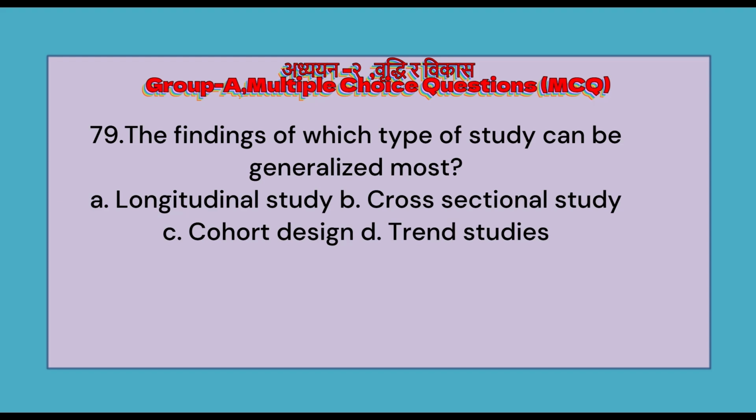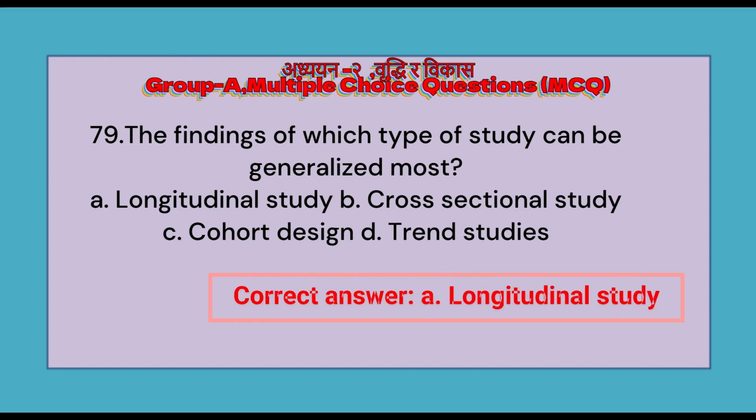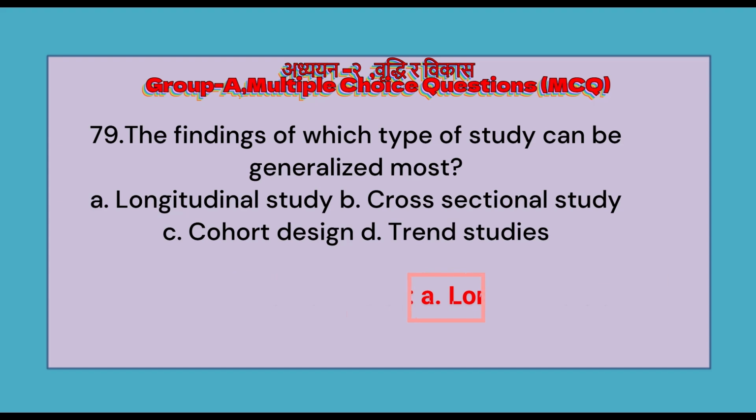79. The findings of which type of study can be generalized most? A. Longitudinal study, B. Cross-sectional study, C. Cohort design, D. Trend studies. Correct answer: A. Longitudinal study.